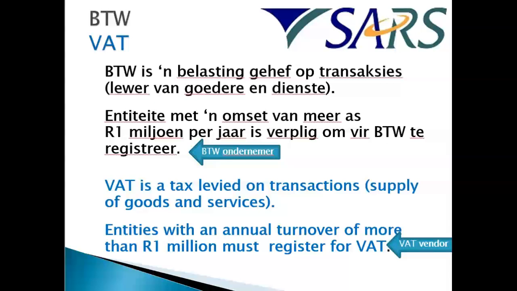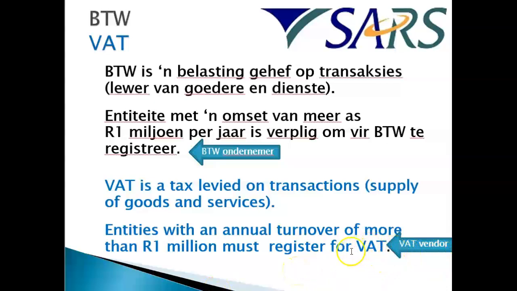Now, that is provided that you are a VAT vendor. When do you have to become a VAT vendor? So when do you have to register for VAT? You have to register for VAT when your turnover exceeds the threshold of 1 million rand. What is turnover? Turnover is sales. So it's not net profit. If your gross sales is 1 million rand or more, you have to register as a VAT vendor.